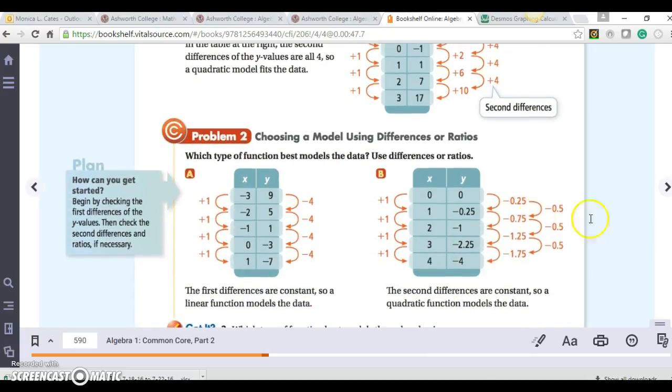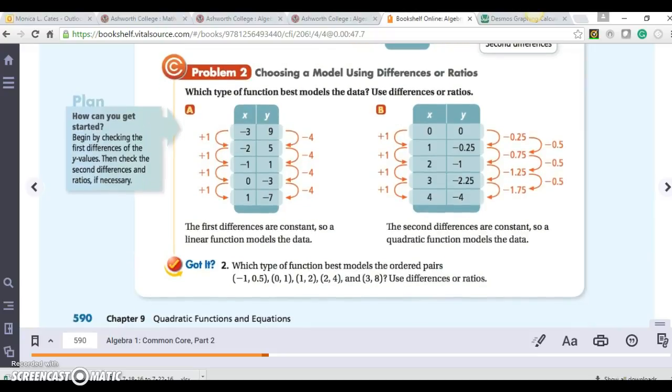So here we're going to look at problem number 2. It says, which type of function best models the data? Use differences or ratios. So first, we want to verify that the x values have a common difference. And we see from -3 to -2, from -2 to -1, from -1 to 0, and from 0 to 1 is all a common difference of 1. And so now let's look at the y values. From 9 to 5 is -4, 5 to 1, -4, 1 to -3 is -4, and -3 to -7 is -4.